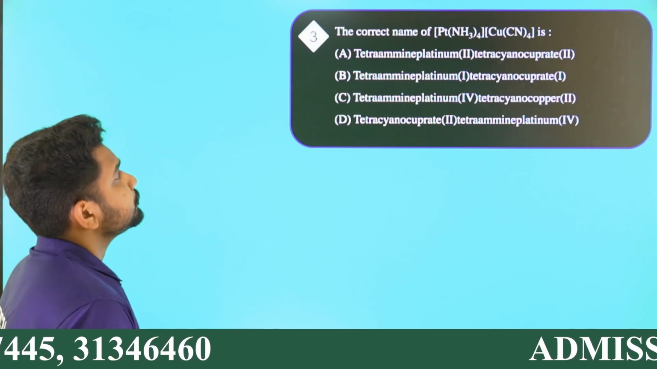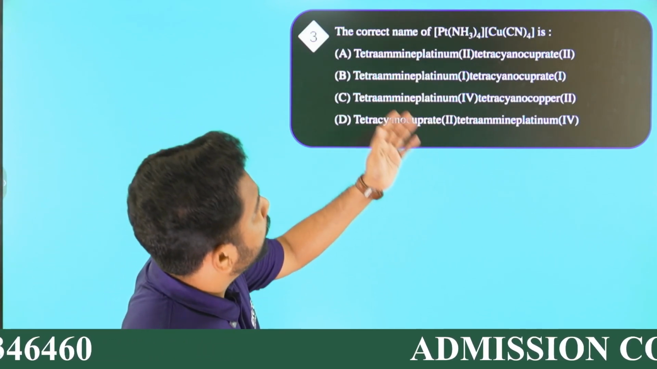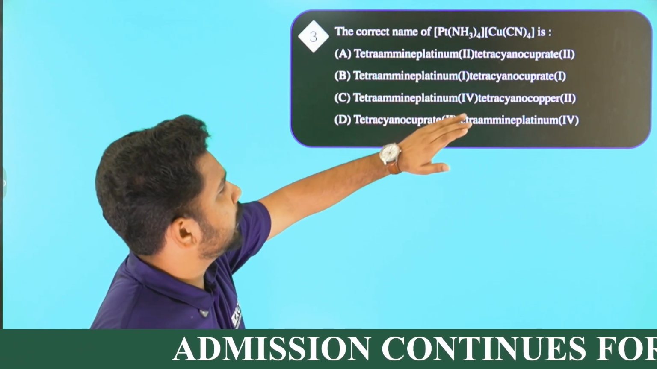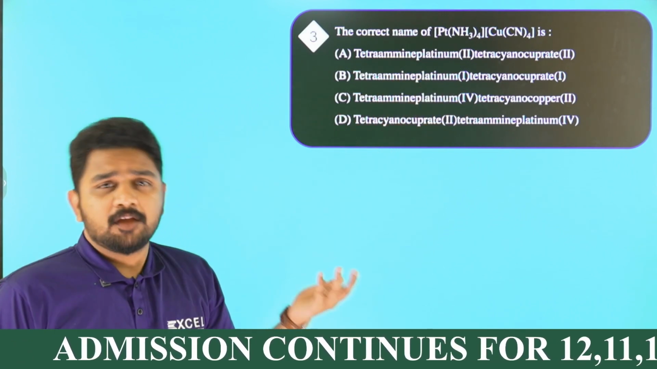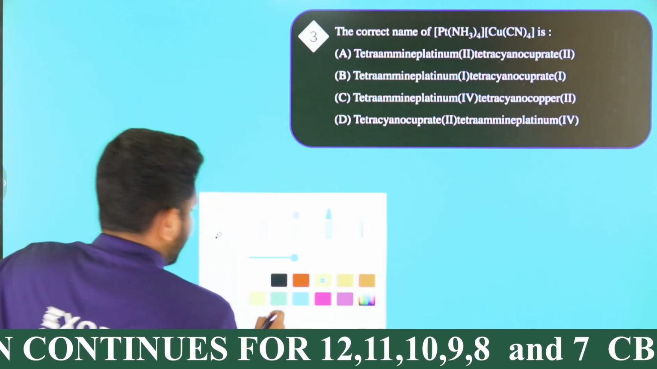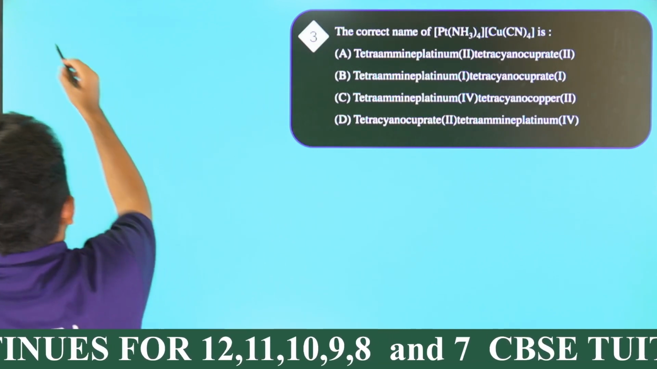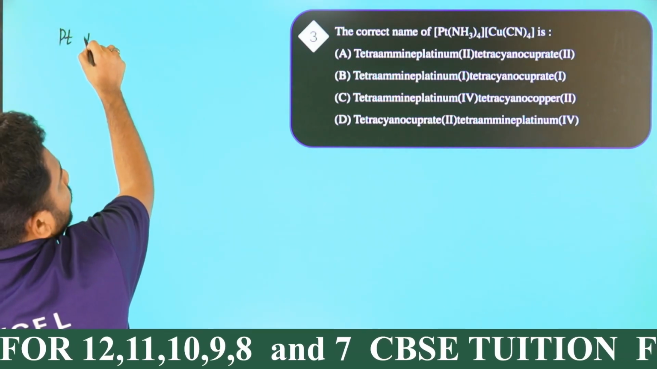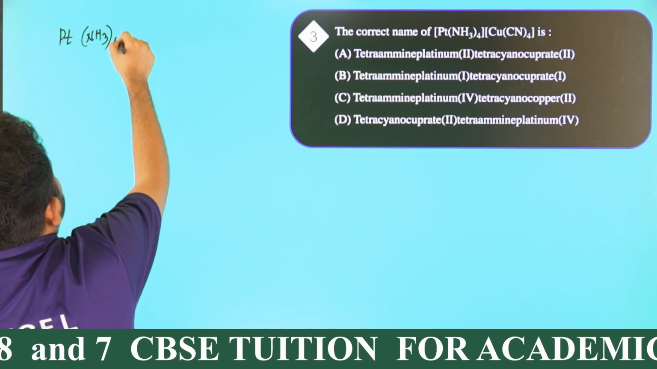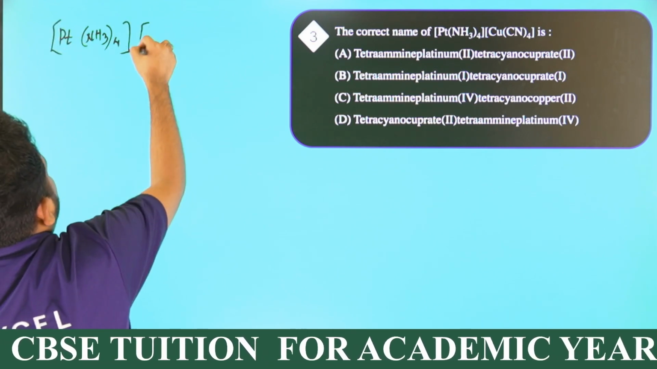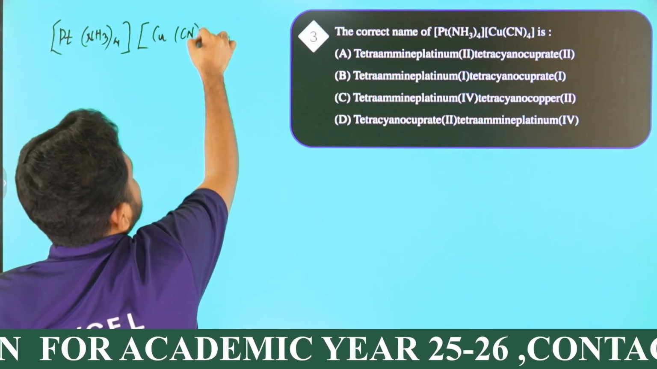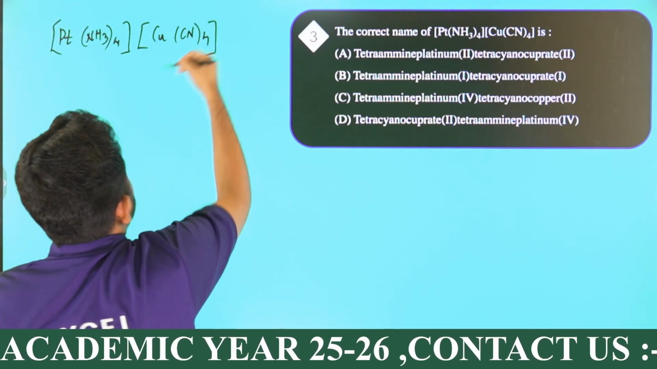What is the third question? The correct name of platinum NH3 4 times, copper CN 4 times. Again, it's an IUPAC nomenclature question. How can we do this? Again, I'm starting with the compound platinum NH3 4 times, and you can see what is there: Cu CN 4 times, right? Yes.